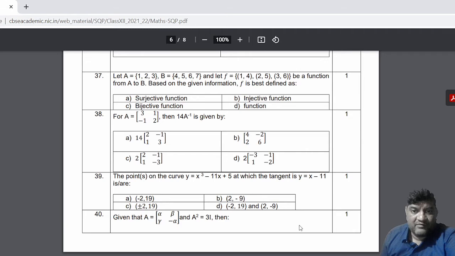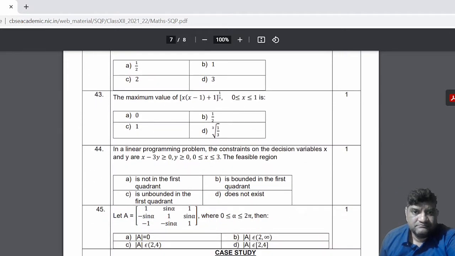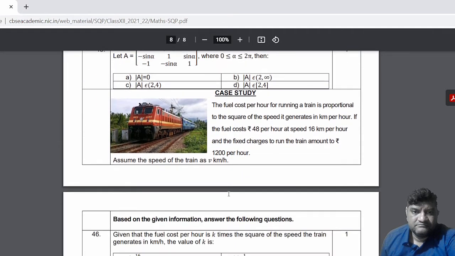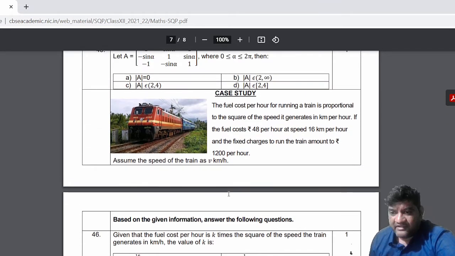Find the points on the curve at which the tangent is... So you differentiate. When you differentiate, you get 3x squared minus 11. You equate that to 1 because that's the slope. 3x squared minus 11 is equal to 1, and then you find the value for x. But when you're coming back and marking the options, please look for x greater than 0, less than 0 and all those things. This question is a bit tricky.